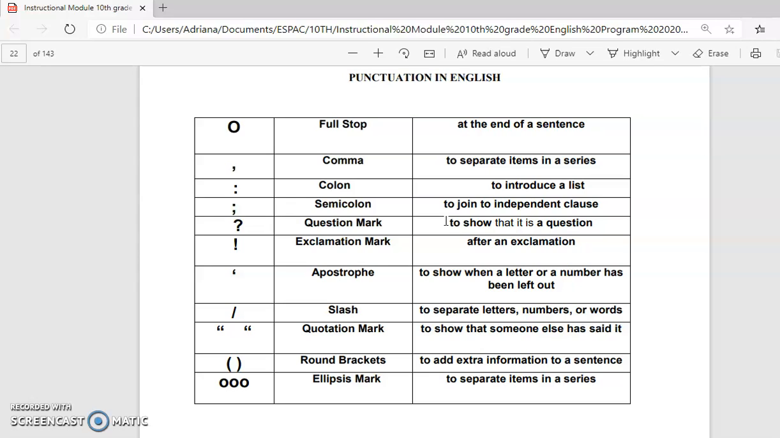The exclamation mark goes after an exclamation, something that causes excitement, or something that has a strong meaning. It could be a command. For example, clean your room, and you're going to add an exclamation mark because you want it to be a strong exclamation.